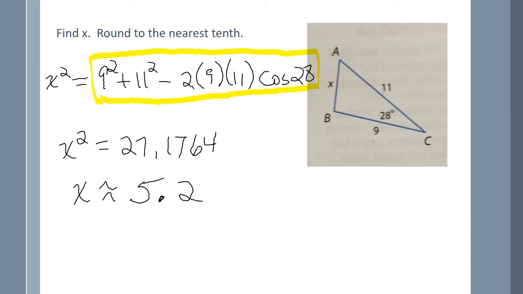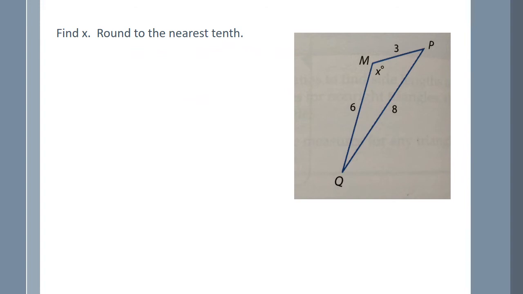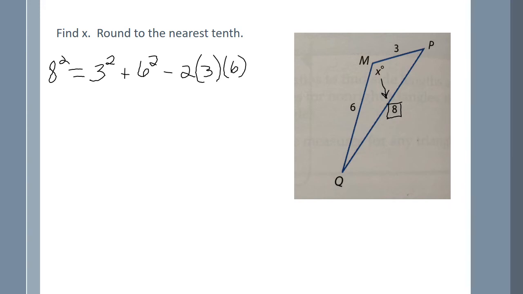Let's do another one. Alright, so now I want to find the value of that angle. So I'm going to plug everything in. Since this is opposite, this stays by itself here. 8 stays by itself there. So 8 squared equals 3 squared plus 6 squared minus 2 times 3 times 6 times the cosine of x.